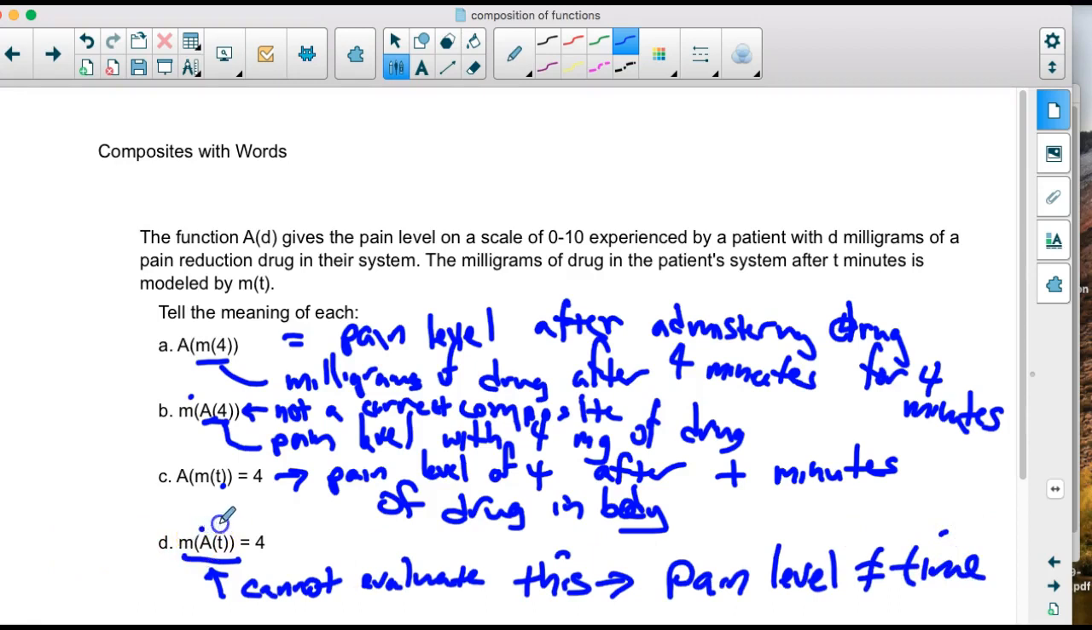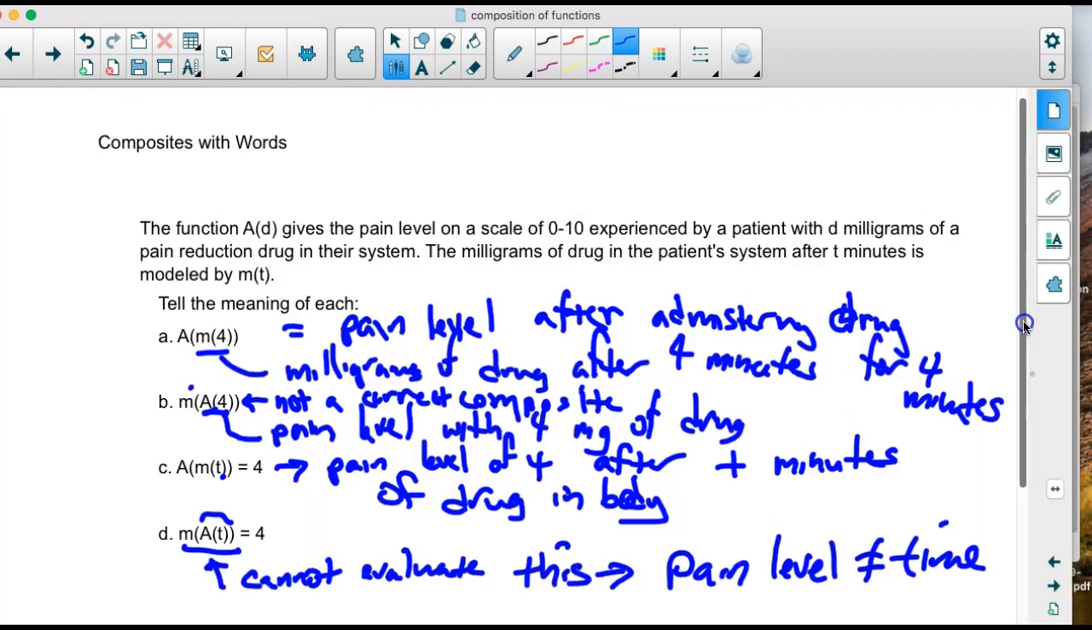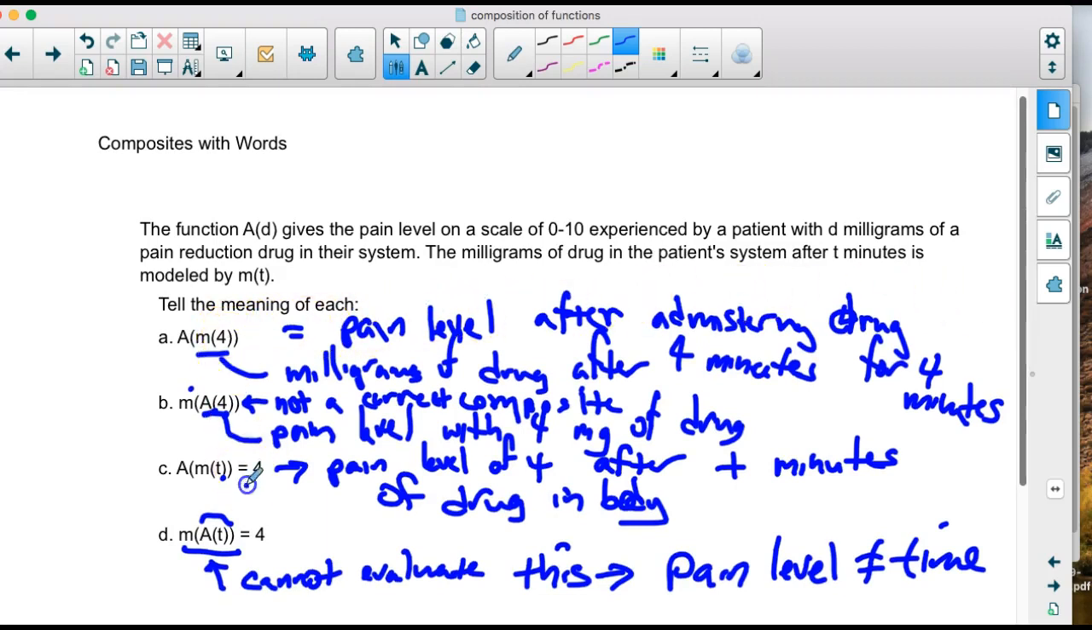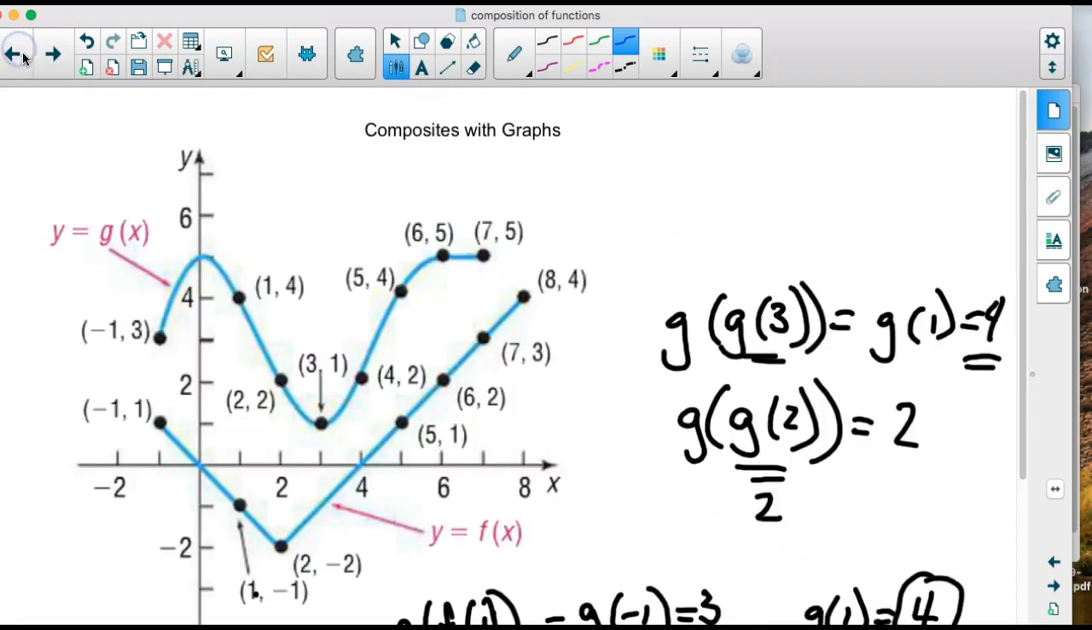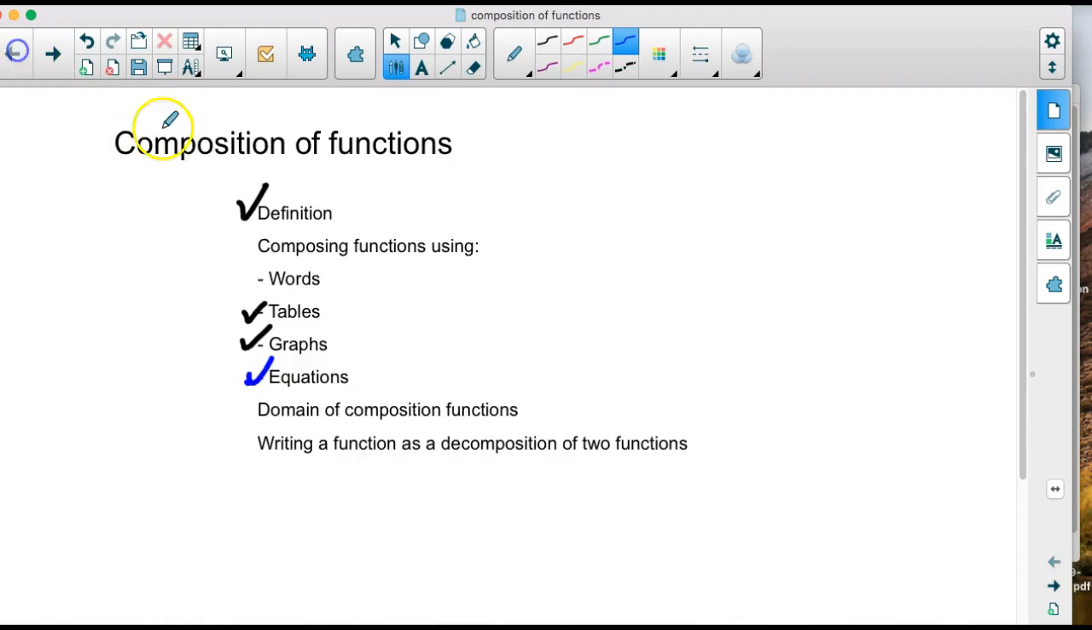What this here is, it's a pain level, and you're supposed to put that in for m of t, and t is supposed to be a time, so you can't put a pain level in for time, so that can't be evaluated. All right, so 2 of these make sense, the ones with the A on the outside. We can evaluate this being the drug milligrams, put it back into this function. It works because you get milligrams out of this. Okay, so that's the end of the composite part of this. That's the word section. So we're finished with composites.